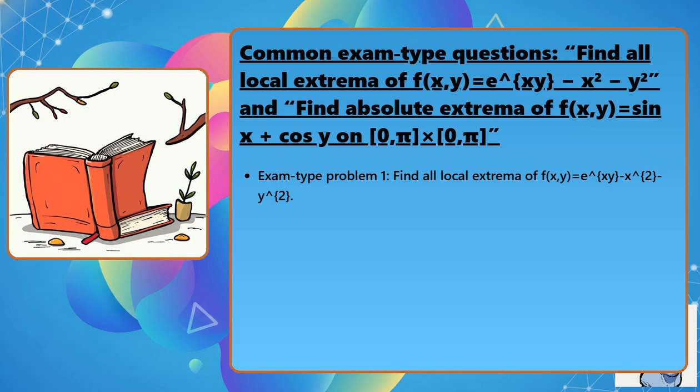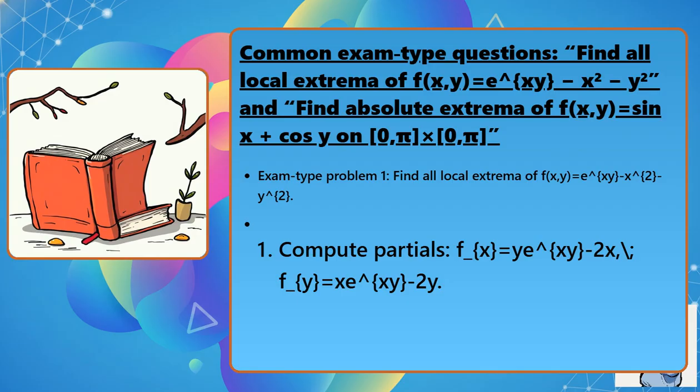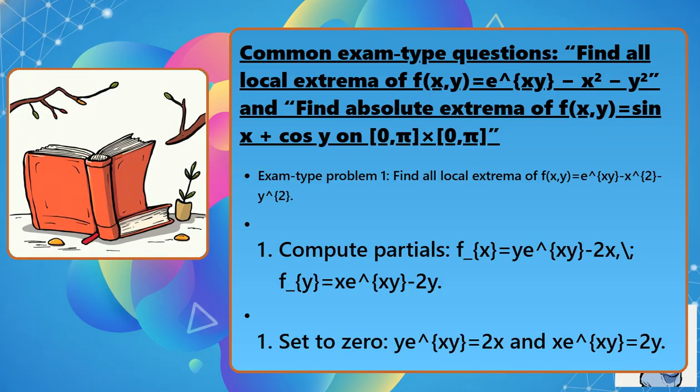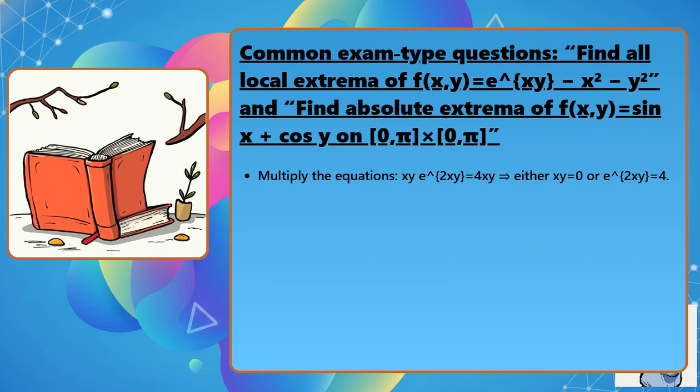Exam type problem 1. Find all local extrema of f of x, y equals e to the xy minus x squared minus y squared. Compute partials. f sub x equals y times e to the xy minus 2x. f sub y equals x times e to the xy minus 2y. Set to 0: y e to the xy equals 2x, and x e to the xy equals 2y. Multiply the equations.